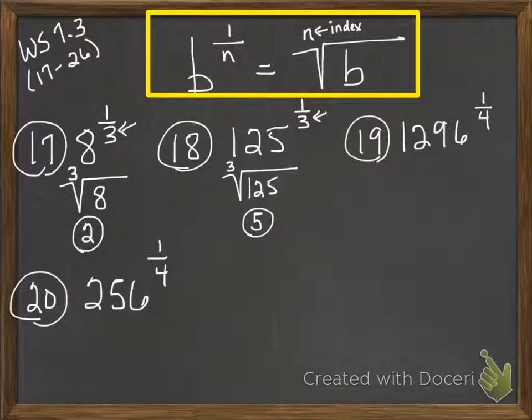Number 19, 1,296 to the 1/4 power. So because the bottom of your fraction is a 4, the 4 represents the index on the radical. So now the index is 4. 1,296 goes under the radical, and this is asking us what times itself 4 times is 1,296. So you may not have this one memorized. You're going to have to go to your orange sheet. This is one that you didn't have to memorize.